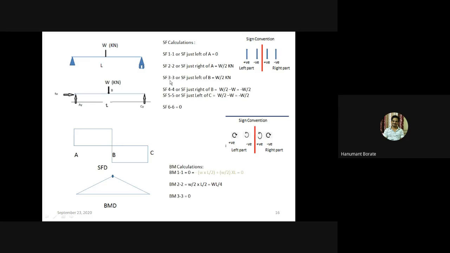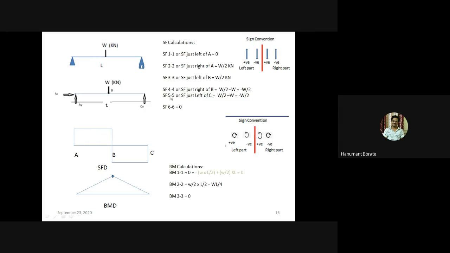But at the B point, meaning when we take a section just right of B, the shear force value changes, that is minus W by 2. So here at the right of B, we'll get minus W by 2. So join this W by 2 with minus W by 2.